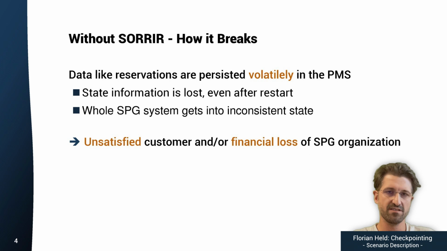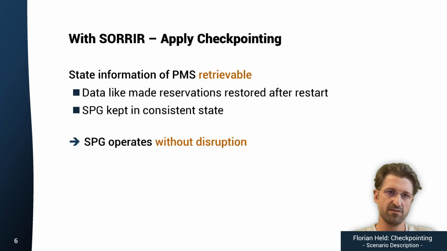So how does this end for the customer and for the smart parking garage? If there isn't some feature of the SORRIR ecosystem used that will be able to keep the system in a consistent state, the data will be persisted in a volatile way in the PMS. And this means that when the component crashes and even after the restart, state information like made reservations will be lost. And this means that the whole smart parking garage system will be kept in an inconsistent state. So what can we do to avoid this?